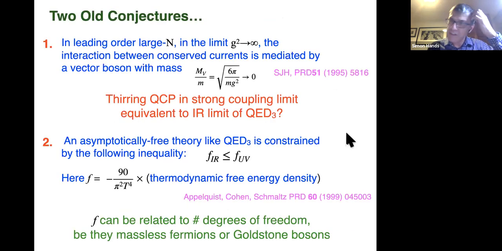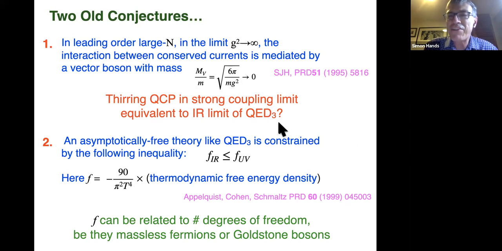Okay, why is it important to get the symmetry right? I'm going to give you a plausibility argument based on two old conjectures, neither of which are proven rigorously, so this is kind of hand-waving and provocative. It's not supposed to be the last word. It's possible to study the Thirring model in the 1/N expansion, the large N expansion, and in the strong coupling limit, you can actually come up with an estimate for the mass of the vector boson, which mediates the interactions between the conserved currents. And the mass of that vector boson actually vanishes in the strong coupling limit.